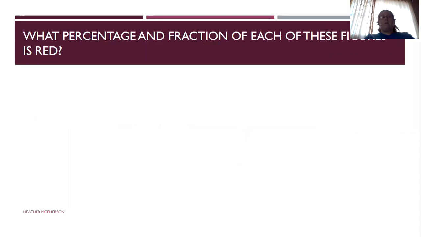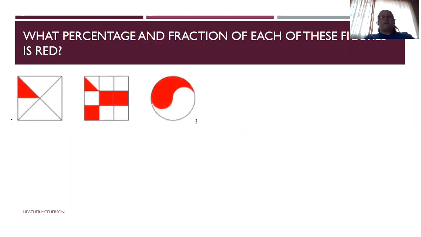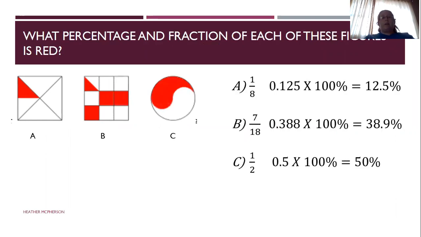The next question, what percentage and fraction of each of these figures is red? So we have 3 pictures here. You have A, B, and C. And so when you look at A, it's going to be 1/8. And you see that it's divided into 4 equal parts, but what's shaded in red is only a half of one of those fourths. So then you'd half each other section, so you'd have 8, and only one of them would be shaded.